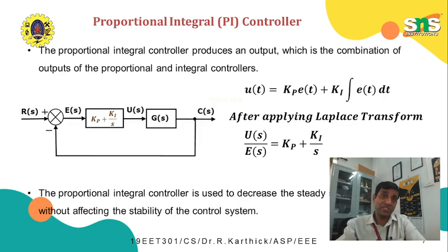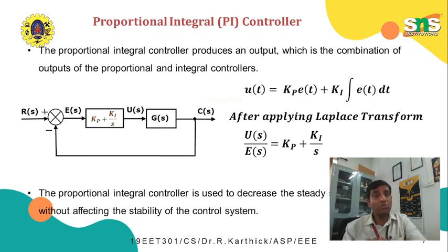Then comes the proportional integral controller. Again, the output here is equal to the sum of a signal proportional to the error signal and a signal proportional to the integral of the error signal. So Kp is the proportional gain, Ki is the integral gain. Here the proportional integral controller is used to decrease the steady state error without affecting the stability of the system. So the stability of the system is not affected. This is the proportional integral controller.